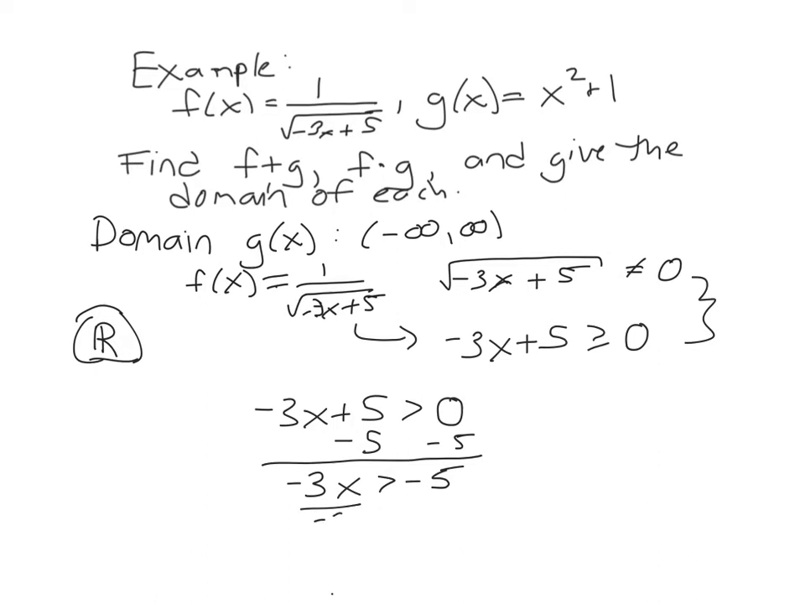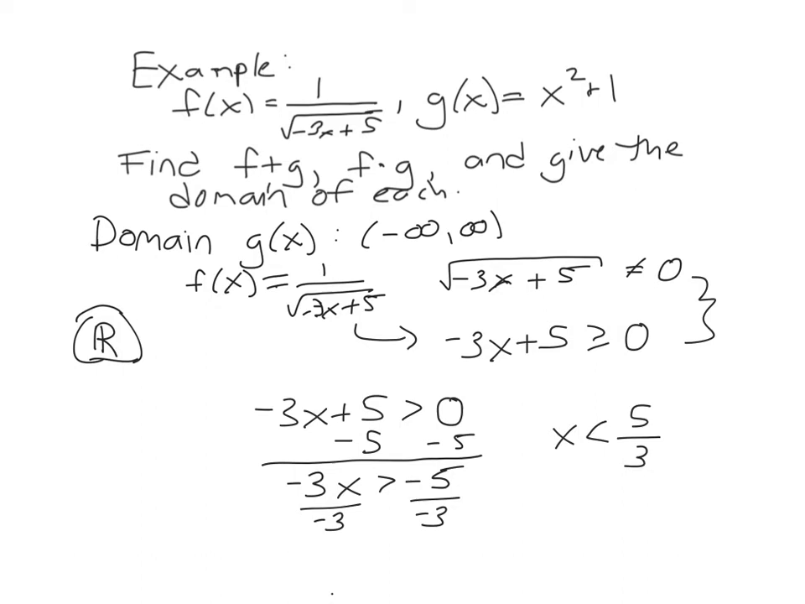I'm going to divide by negative 3 on both sides. Now remember, if I divide by a negative, then I have to flip that inequality. So I end up with x is less than 5/3. If you get yourself confused, you could always plug in something bigger than 5/3.